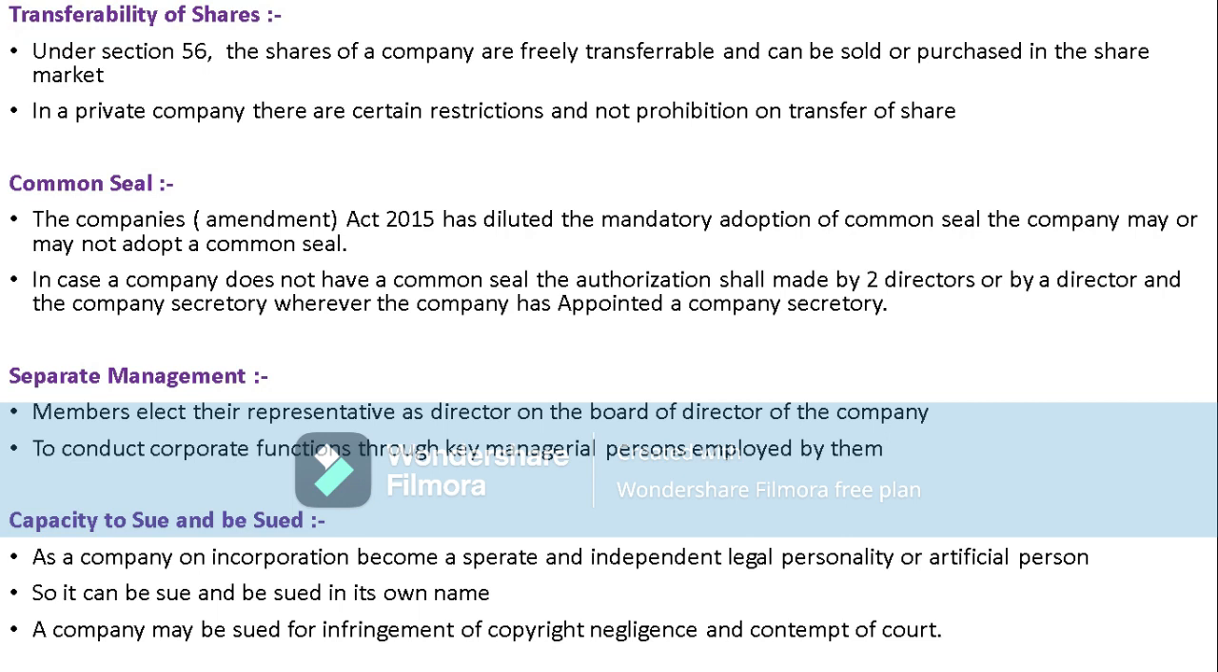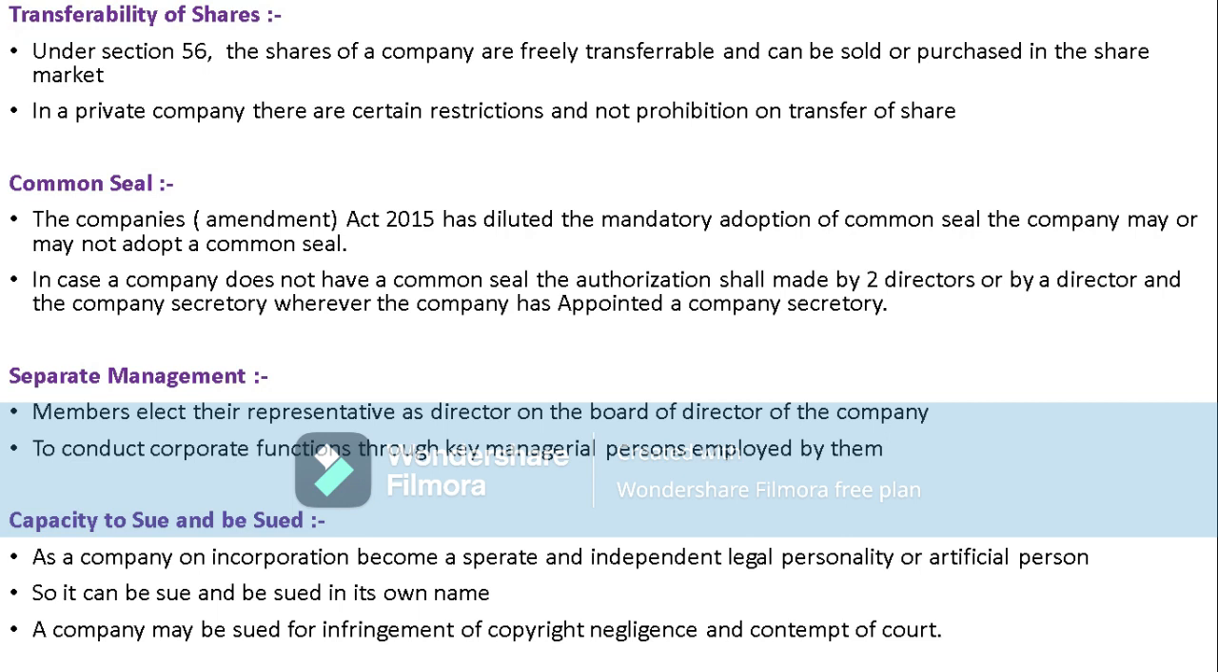Coming to another one, separate management. So what does separate management mean? As we see a separate legal entity, separate property, likewise separate management is also another feature of the company. Separate management means members will elect their representatives as directors on the board of directors of the company. Each company will have a BOD, which is nothing but the board of directors. These board of directors will be elected by the shareholders or the representatives of the company.